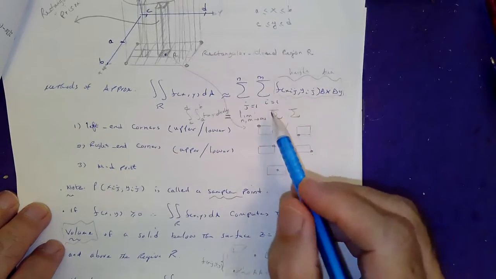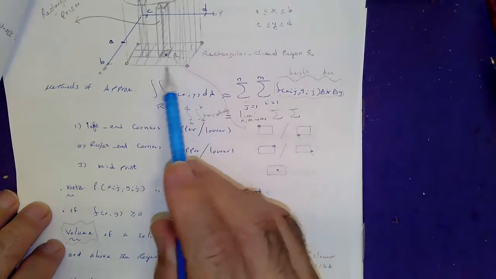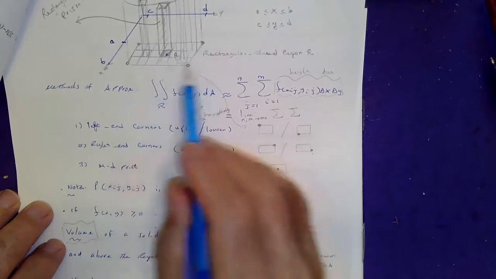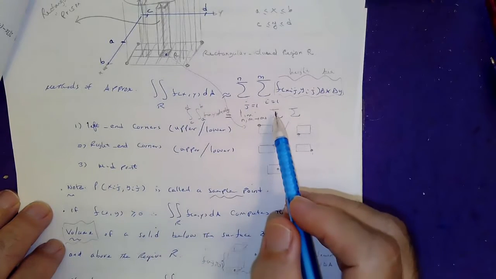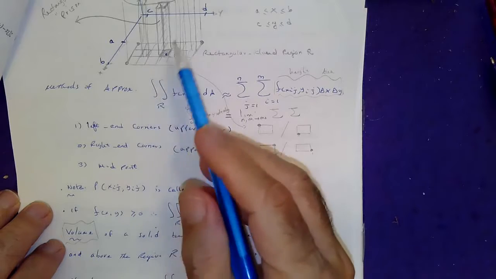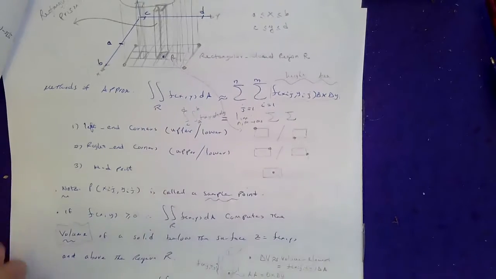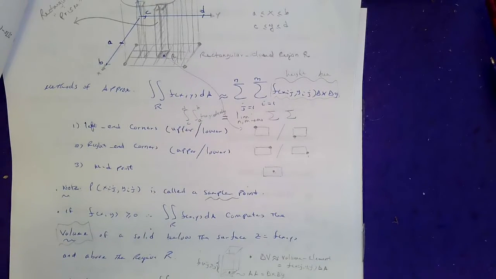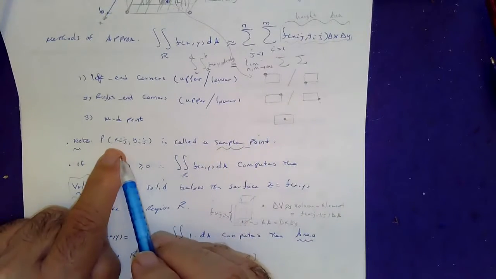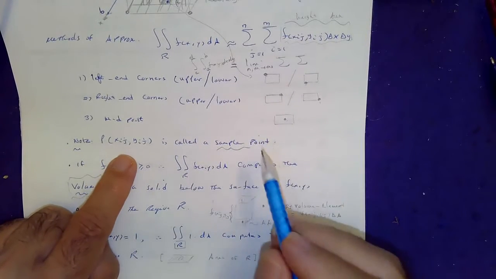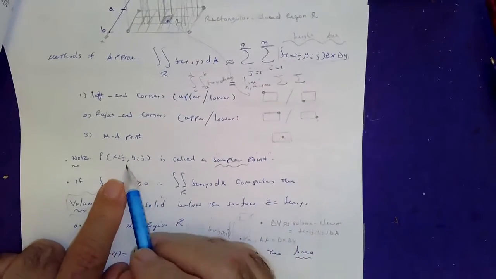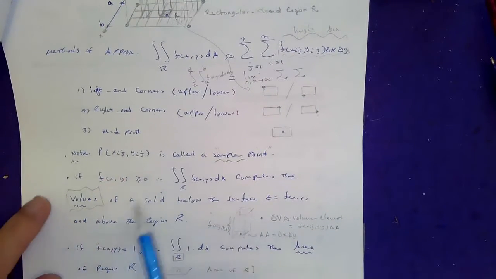So remember, i goes from 1 to m, where m is the number of subintervals along the x-axis, and j goes from 1 to n, which is the number of subintervals along the y-axis. And P sub ij, with coordinates x sub ij and y sub ij, is called the sample point. Of all these rectangles, this is a typical rectangle.